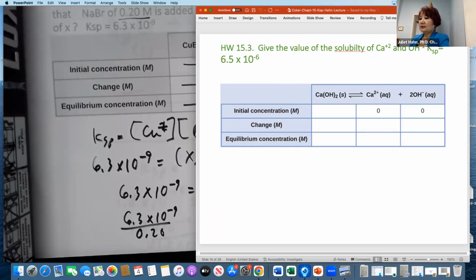And then if you write down x for calcium +2, that means for the OH, it's not going to be x. It's going to be something other than x because if you have 1 mole of the calcium hydroxide, you get 1 mole of the calcium, and you get 2 moles of the hydroxide. So you actually have to take that into account. Okay, let me go ahead and head that one out.